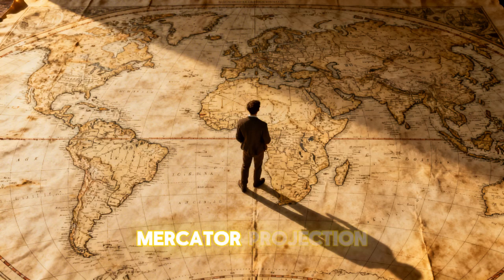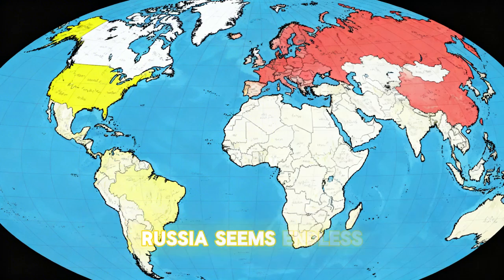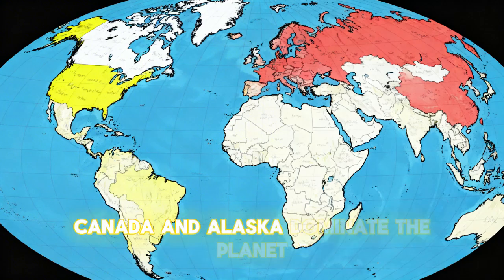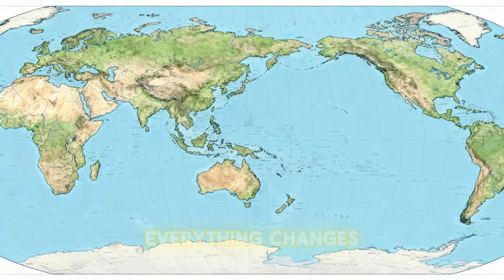The reason is the Mercator Projection, the most famous world map design ever created. On this map, Greenland looks enormous. Russia seems endless. Canada and Alaska dominate the planet. Africa looks normal. But correct the distortion and everything changes.